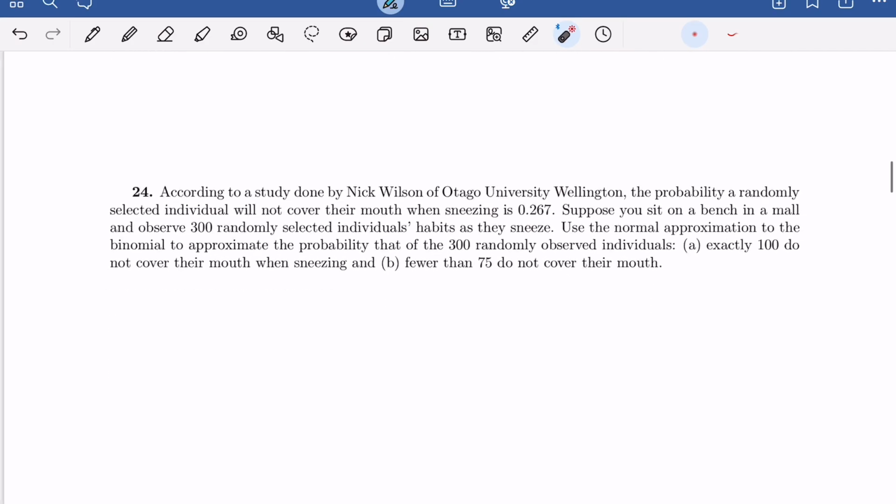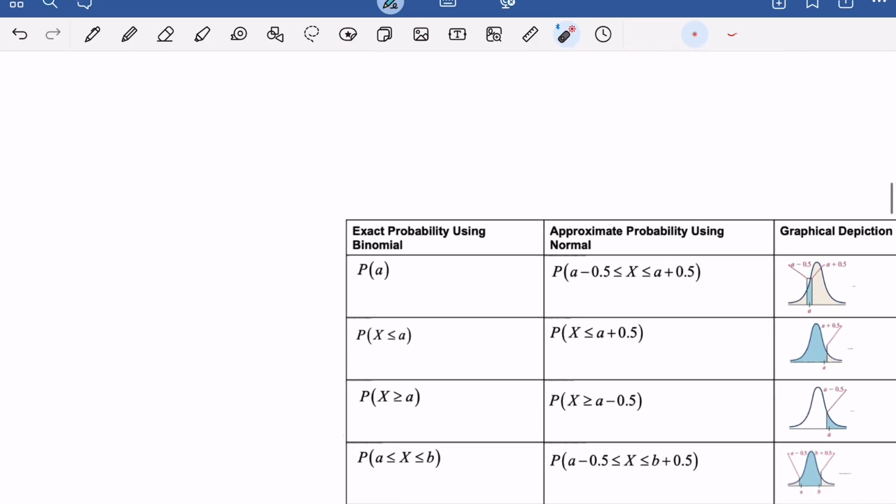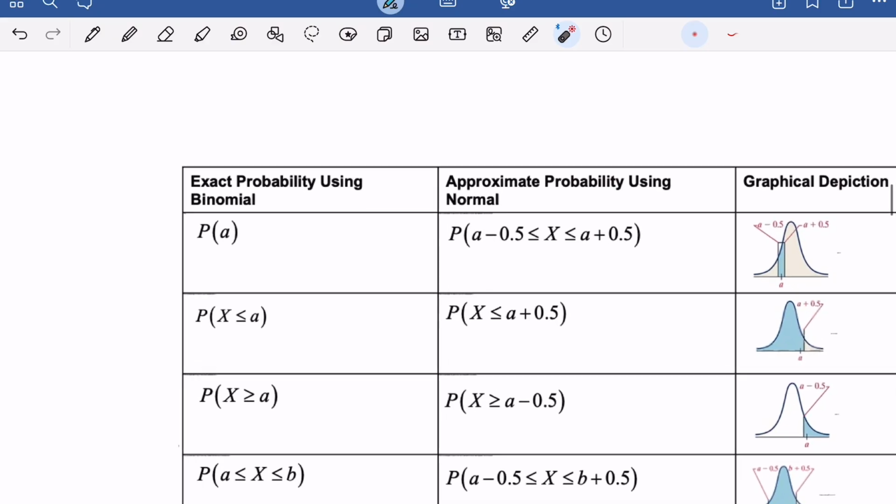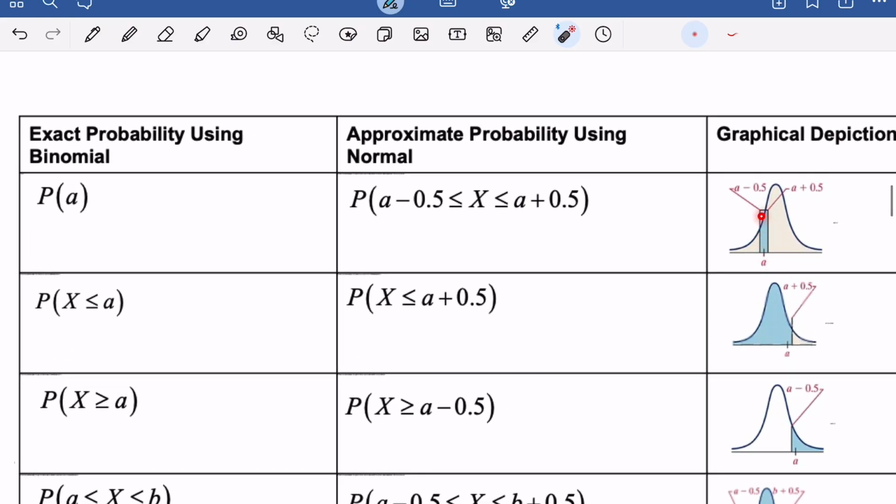Now, before answering this, let's look at this table that is from our textbook here. So if we want to find the exact probability using the binomial probability distribution, so the probability of some value A occurring, in order to approximate it using the normal distribution, we want to find the area under the normal curve in this region here. So in order to do that, we're going to subtract 0.5 from this A value. That'll be like our lower bound here. And then we're going to add 0.5 to this value. That'll be our upper bound. And we want to find the area in this region.